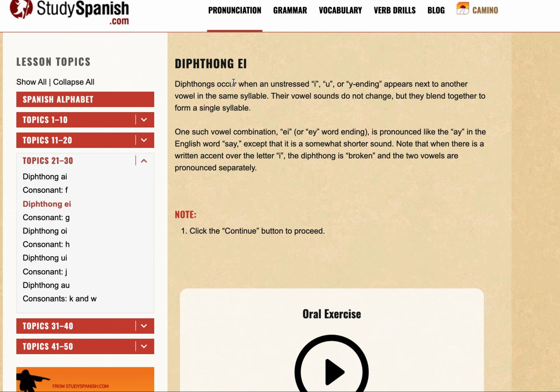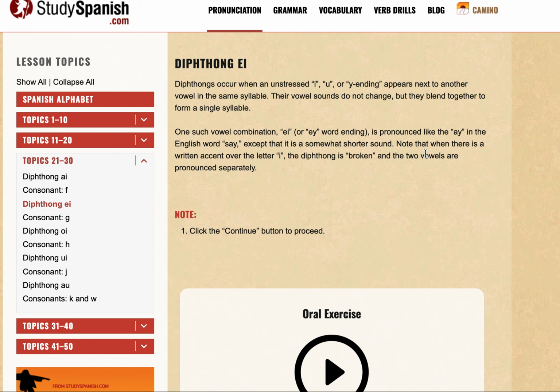Let's go through this. Diphthongs occur when an unstressed I, U, or Y ending appears next to another vowel in the same syllable. Their vowel sounds do not change, but they blend together to form a single syllable. One such vowel combination, "ei" or "ey" word ending, is pronounced like the "ai" in the English word "say", except that it is a somewhat shorter sound.